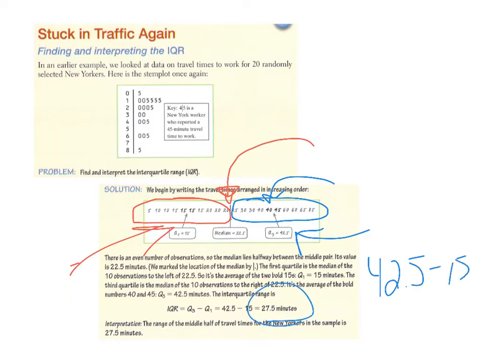I get 27.5 minutes, but I am not done because I did not do the interpretation. I just need to define what this means. What is that 27.5 minutes? Well, that 27.5 minutes is the range of the middle half of the travel times, and again, using our context, for the New Yorkers in the sample. So it's just telling us what the range is of this data right here. If I had any outliers, they wouldn't be factored into that range.